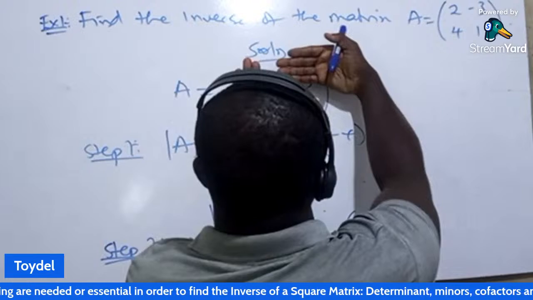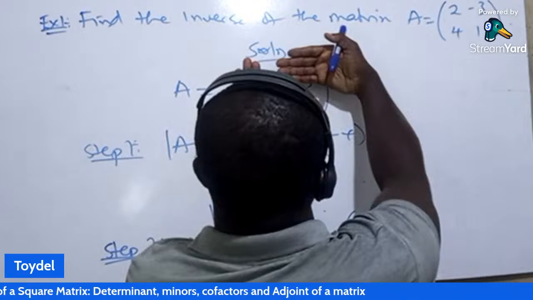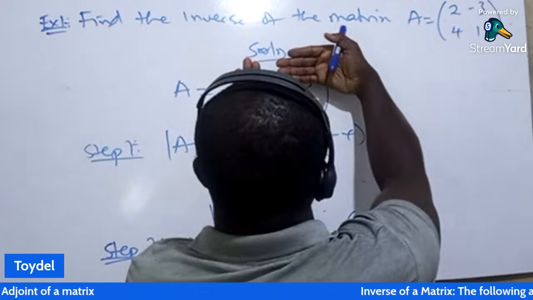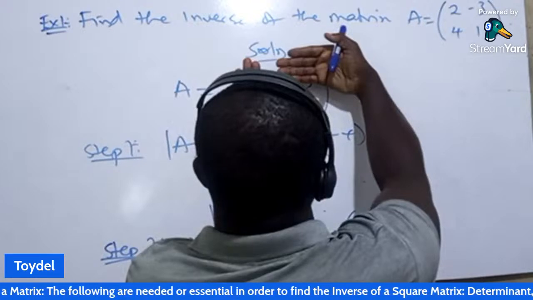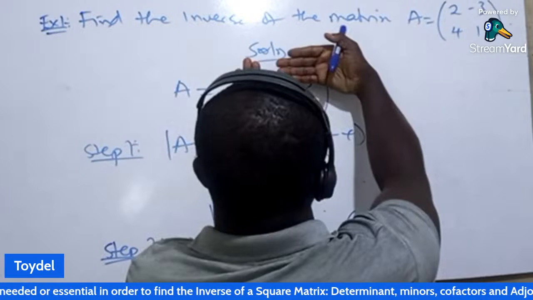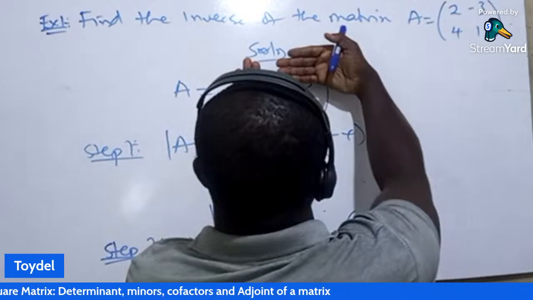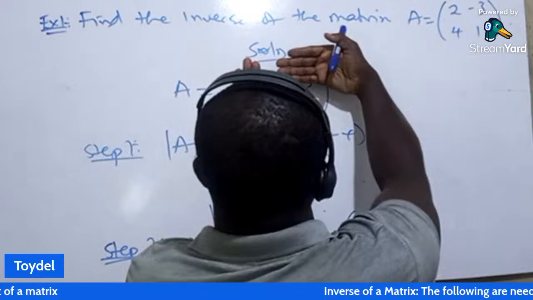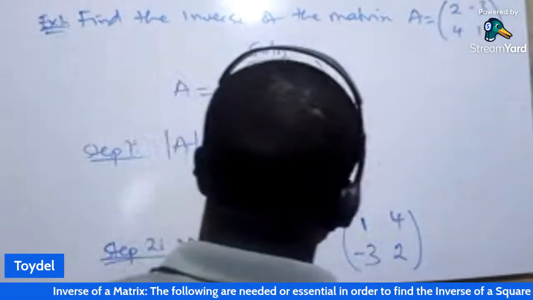and first column of the matrix. So this represents the minor of the matrix. So we have gotten the minor of the matrix.